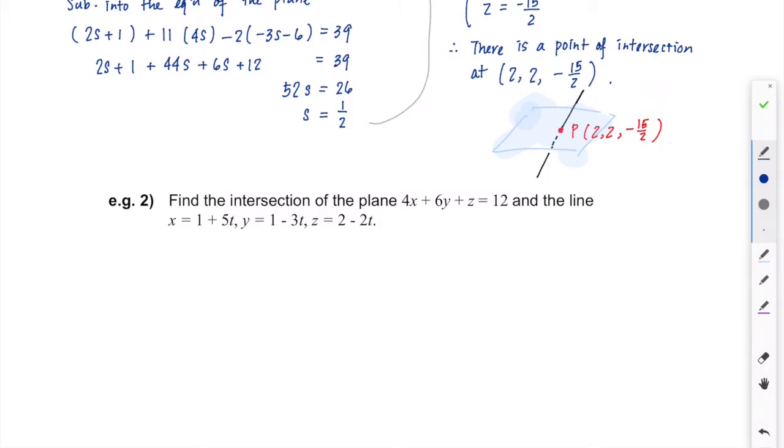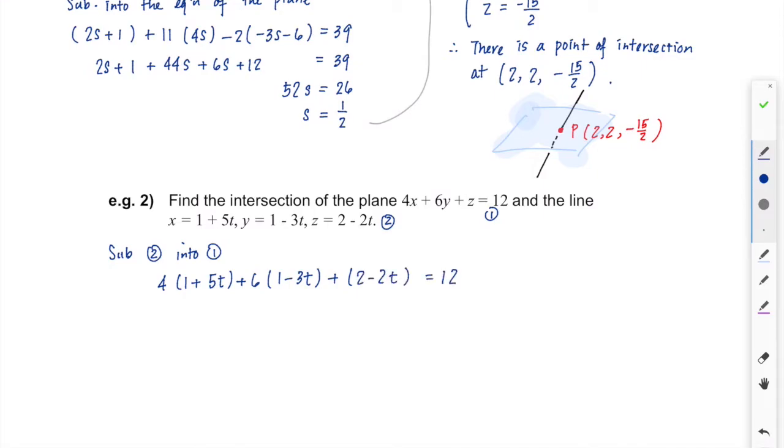Moving on, example 2. This time, let's find the intersection of the plane and the line given in parametric form. And just like the first example, we can do some substitution here. Okay, so sub the parametric equations into the equation of the plane this time. Okay, so 4x becomes 4 times 1 plus 5t, plus 6y, so 6 bracket 1 minus 3t, plus z, which is 2 minus 2t.